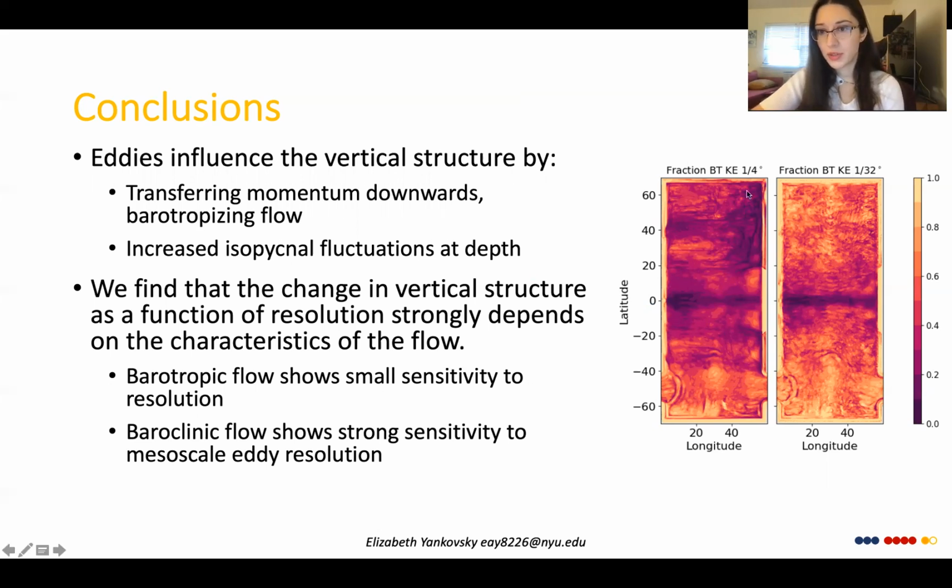Here I'm just showing a summary plot of the fraction of barotropic kinetic energy in the low resolution, high resolution case. And again, you can see that the northern part of the domain where the flow is relatively weak has experienced the greatest change in the vertical structure.